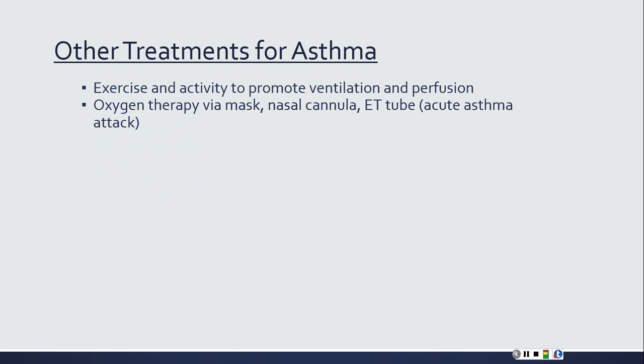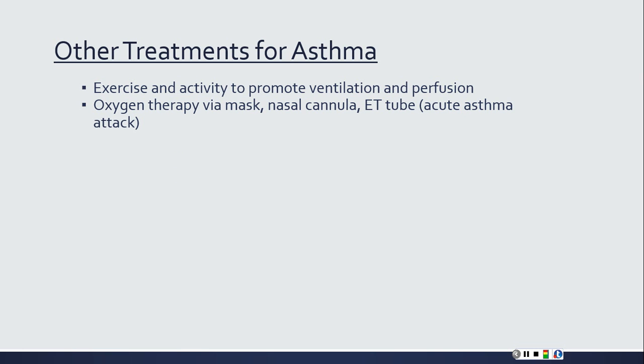Some of the other treatments for asthma include exercise and activity, remote ventilation, and perfusion. Now, it's got to be done based on the patient's tolerance. Because if we increase exercise and activity to a certain level, we could cause the attack. We don't want to do that. But we kind of want to build up that tolerance as much as we possibly can. We don't want to tell an asthmatic patient, well, you've got to sit on the couch all day and you can't do anything. Right? There's a balance there. You're going to balance it out.